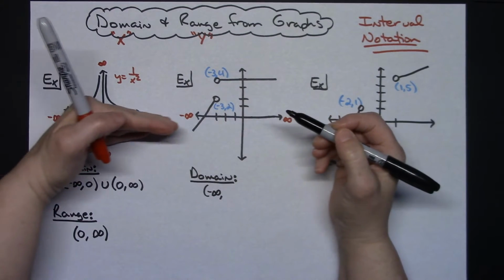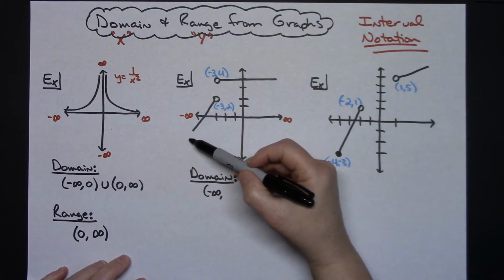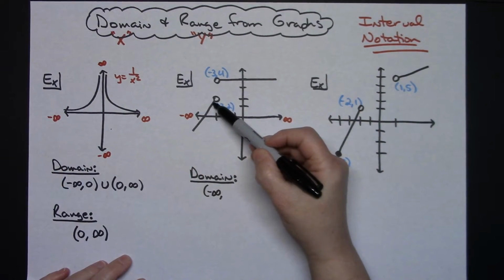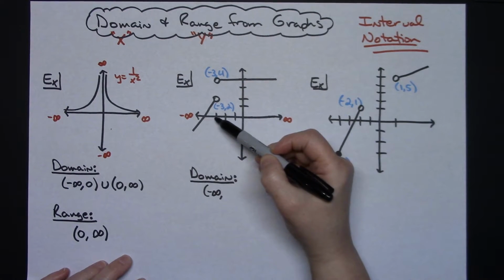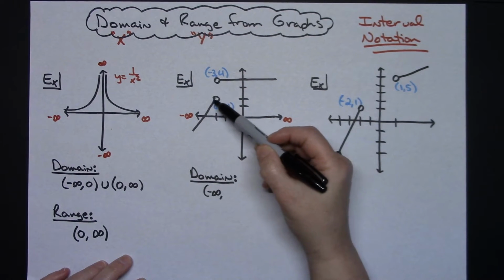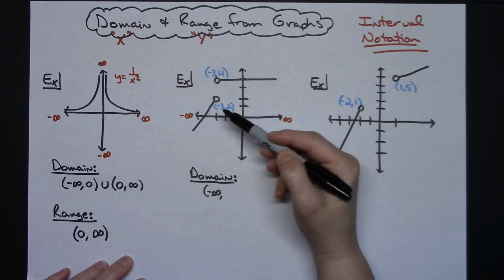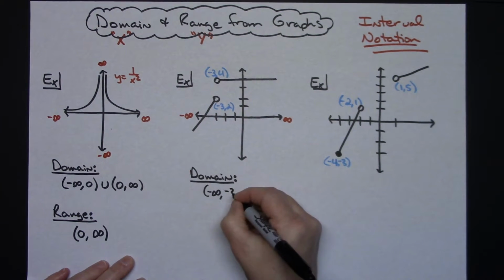Now as I come to the right, I follow the function up and it gets to negative 3. But I have an open dot there. Open dot meaning it does not include that value, so I have a negative 3.